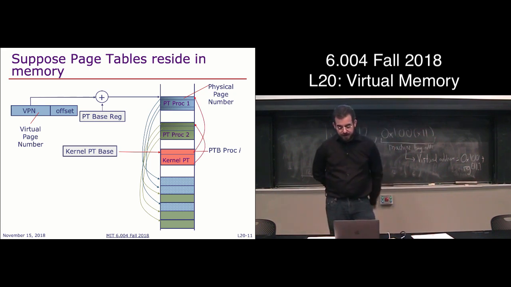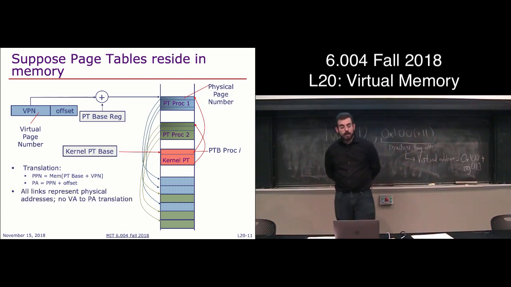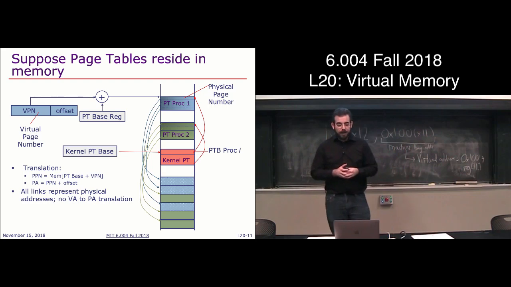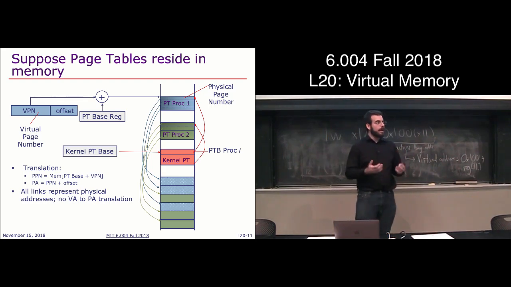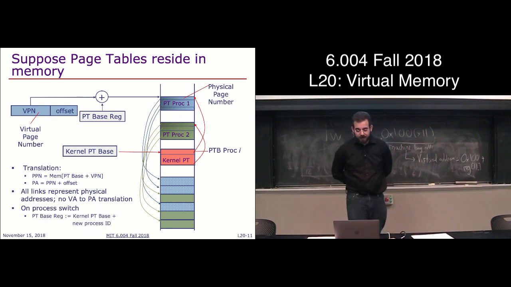And then, as I said, this array over here is going to store the starting addresses of each page table. So the translation is basically one memory access to get the physical page number, and then one memory access to get the data at the physical address that we want to access. And by the way, all these arrows here are physical addresses, so we're not doing virtual to physical address translation in any of these.